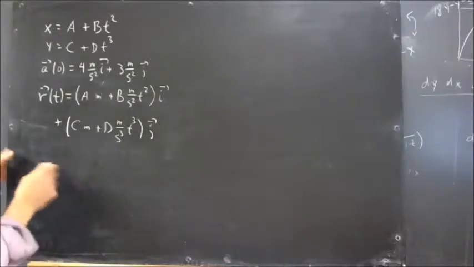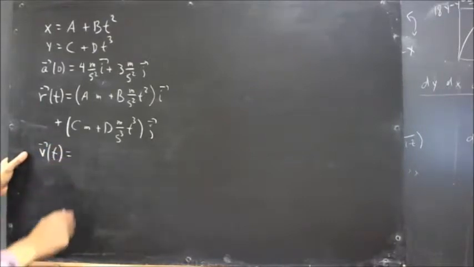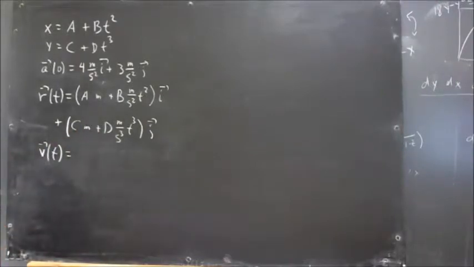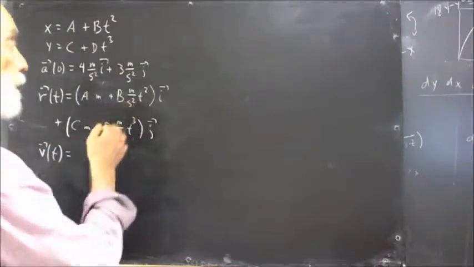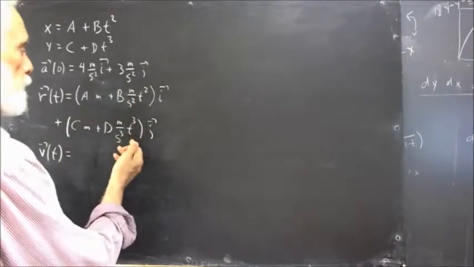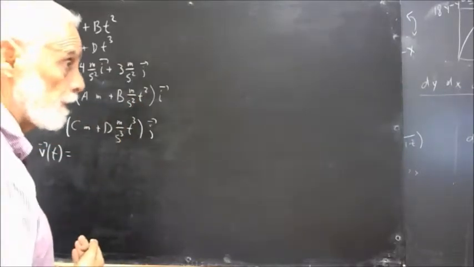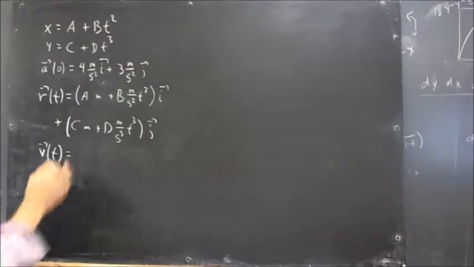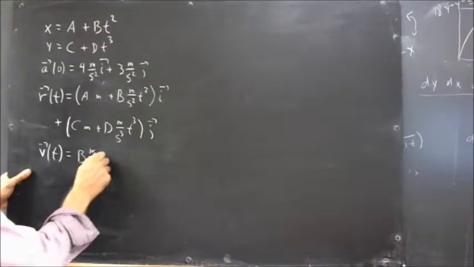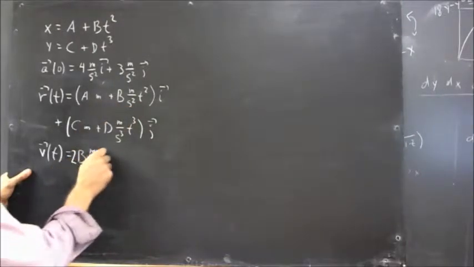Okay, so now what do we know? We know that our velocity is just the derivative of that. The A meters and the C meters are both going to have derivative 0. The derivative of T squared is going to be 2T. The derivative of T cubed is going to be 3T squared. And we're going to get B meters per second squared times 2T. I'll put the 2 out here in front of the B.